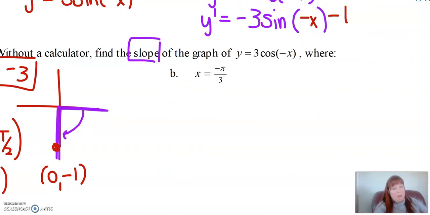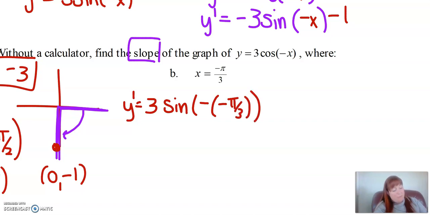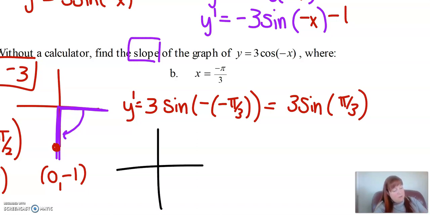Okay, what about at negative pi over 3? Let's do the same thing. y prime equals 3 sine of negative pi over 3. So it's negative 3 sine of pi over 3, because the negative comes out. And let's think about our unit circle. Pi over 3 is up here.